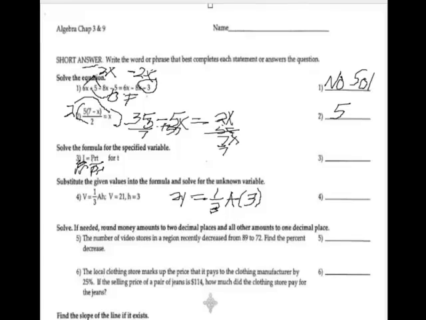And get 63 equals 3A. And divide by the 3, the coefficient of the A, and get 21. Or, do you notice that here's 3 over 1, right? And so this and that cancel, and of course A is 21.